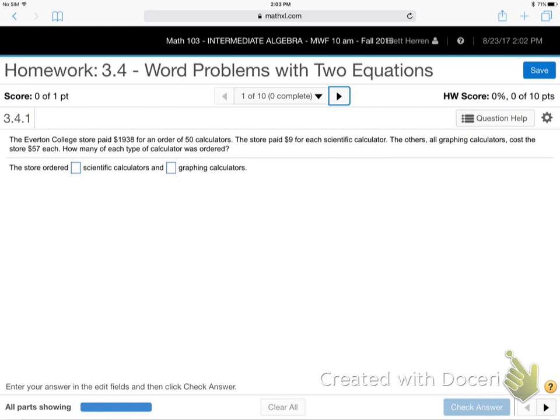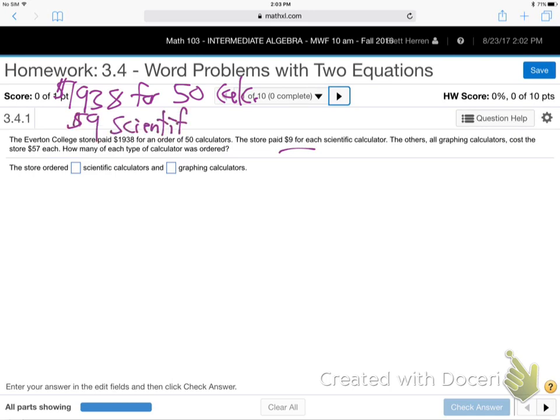I would just write out $1938 for 50 calculators, and $9 for each scientific, and the graphing were $57 each, so $57 each for the graphing calculators. Okay, how many of each type did they use? So that's the question.